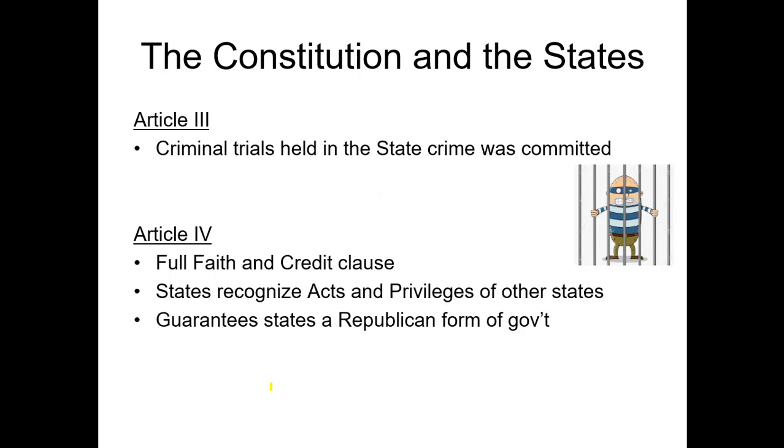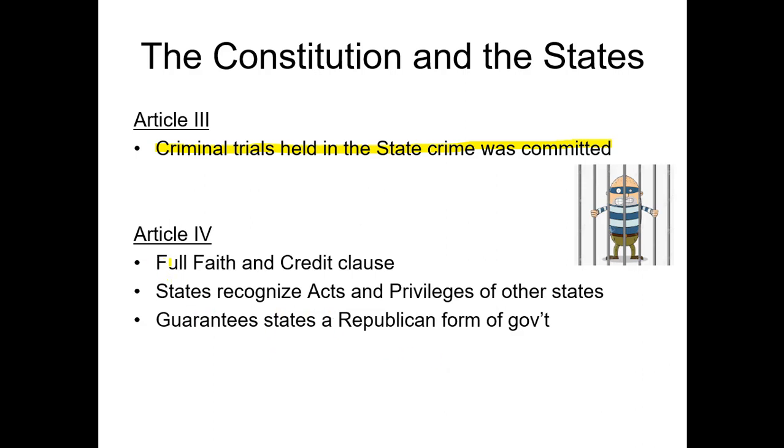Article 3, another important delegation here, is that all criminal trials will be held in the state where that crime was committed. So the judicial system is also split up between the federal government that handles public law, constitutional law, and then state courts, which are handling the criminal and civil trials in their state. So the overwhelming majority of trials in the United States are held in state courts.